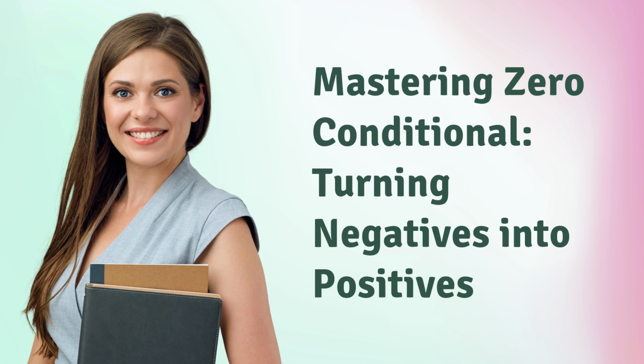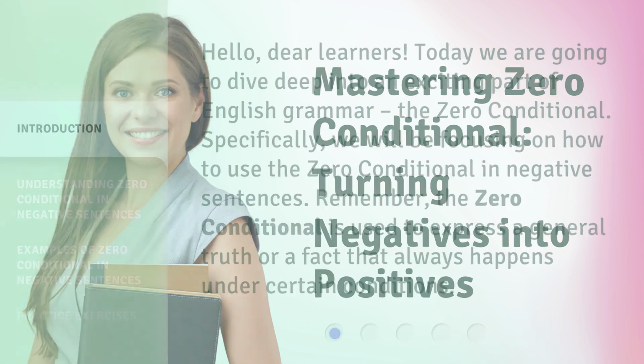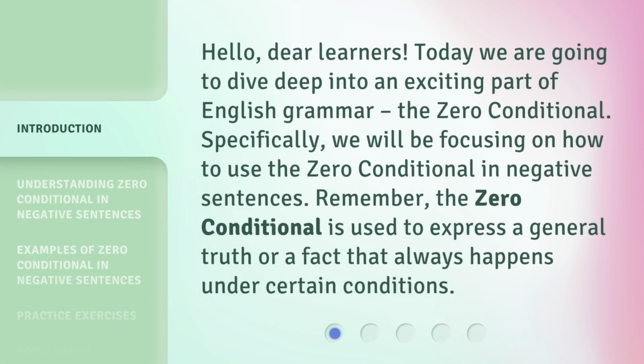Mastering zero conditional. Turning negatives into positives. Hello, dear learners. Today we are going to dive deep into an exciting part of English grammar, the zero conditional. Specifically, we will be focusing on how to use the zero conditional in negative sentences. Remember, the zero conditional is used to express a general truth or a fact that always happens under certain conditions.